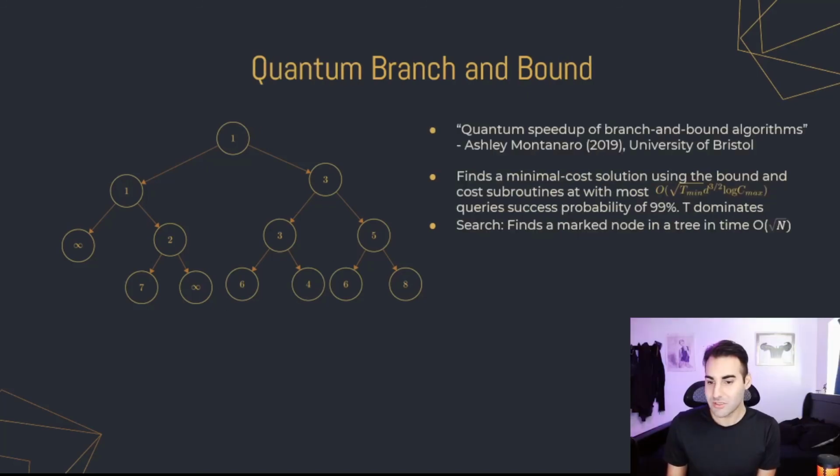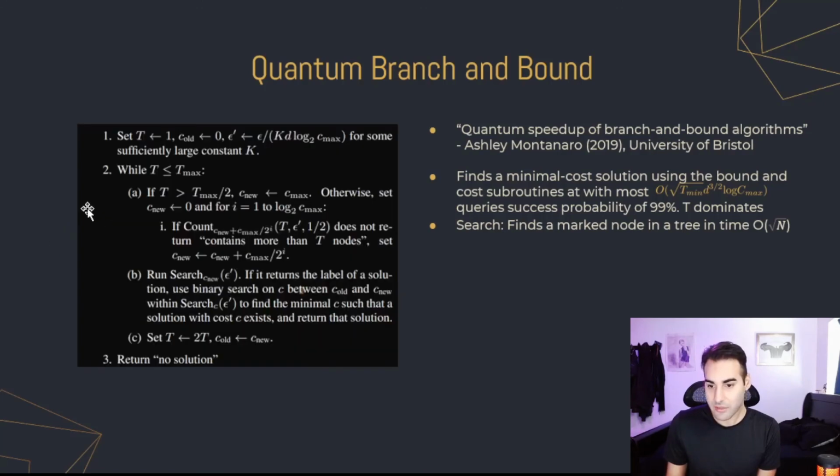Now the quantum version of this technique uses the same bound and cost subroutines as the classical model. However, according to this paper here, it's possible to increase the performance by this amount here, where D is the depth of the tree and Cmax is the maximum cost, both of which are taken to be much smaller than T. This is their algorithm, and the speed increase is coming from this function here, their searching function, which is capable of finding a marked node in a tree in a time square root of n, as opposed to on the order of n for the classical model.